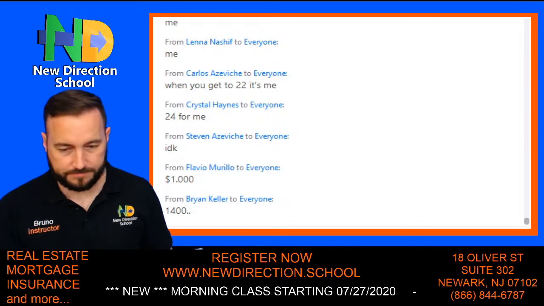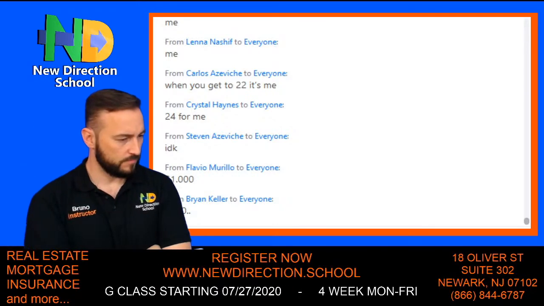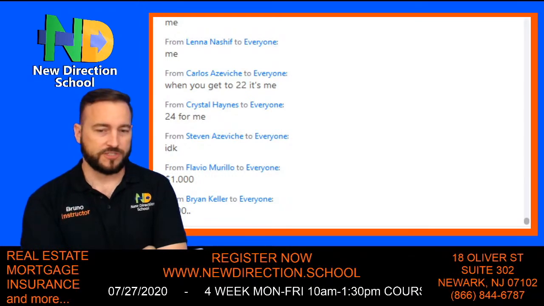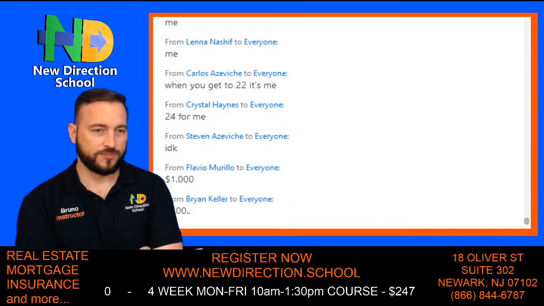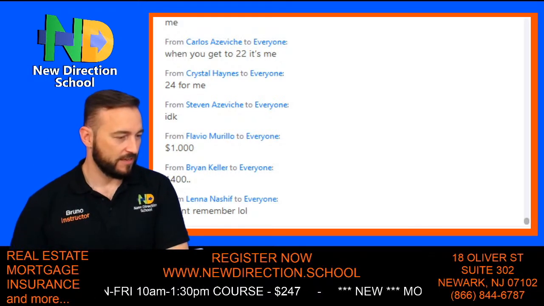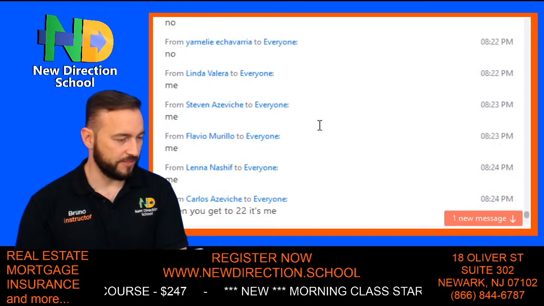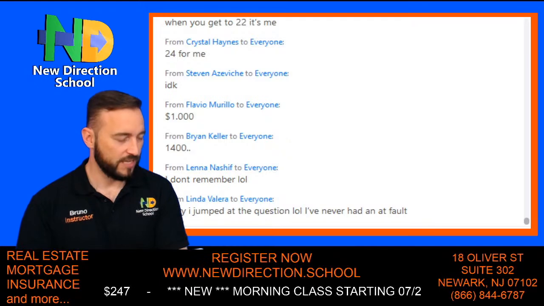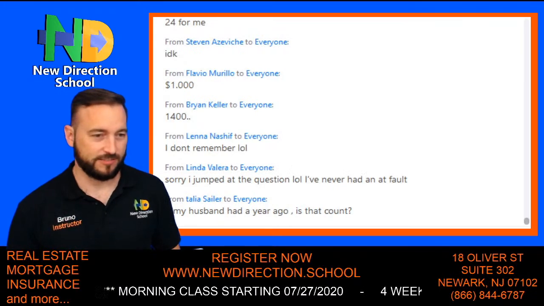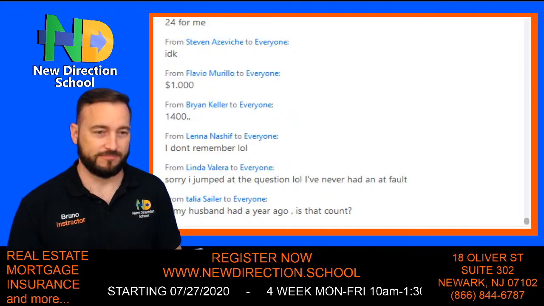You don't know? You don't have an idea? Flavio says $1,000. Brian says $1,400. There were six people. Come on. Lena, how much was it? You don't remember? I mean, you gotta. It's within 5 years. Throw me a number. Who else was it? Linda, where's your number? Yamili, okay, no. Yeah, Yamili, where's your number? Uh-huh, says the one in the kitchen doing the laundry while trying to do the real estate class. Got it. I'm gonna believe that. Your husband doesn't count. Not for this. Okay. Sorry, doesn't count for this.